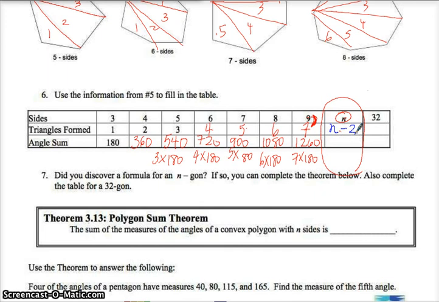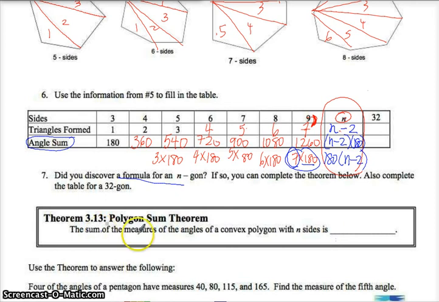And then how do I calculate the angle sum? Well, what did I do? I took the number of triangles and multiplied it by 180. Or usually algebraically we would write it as 180 times n minus 2. So did you discover a formula for an n-gon? Yes, you did. Let's complete the theorem below.